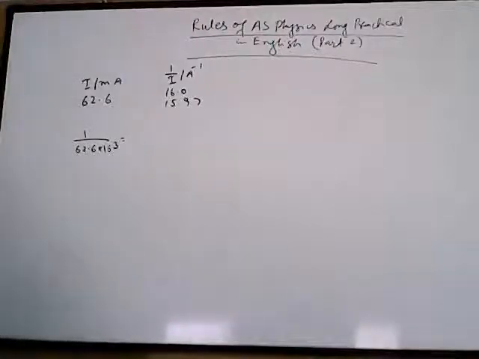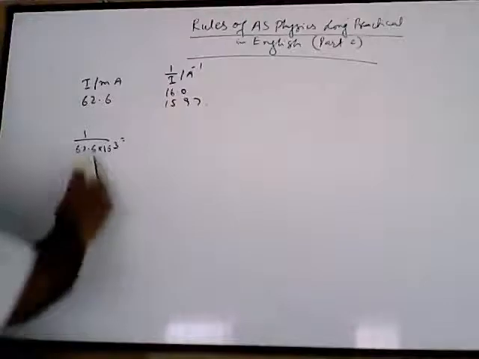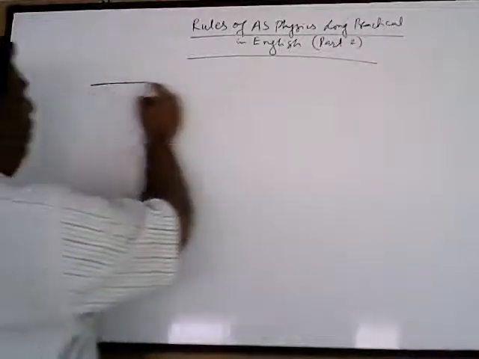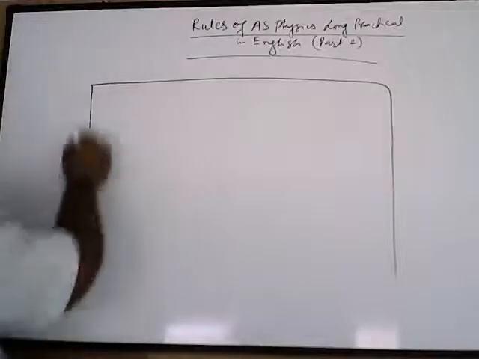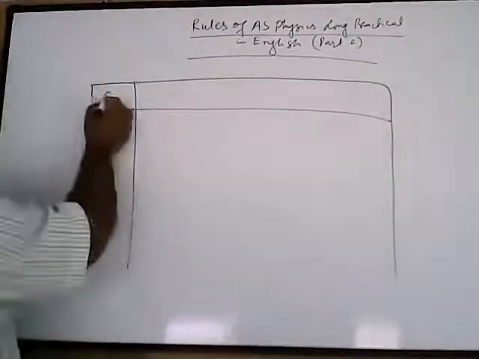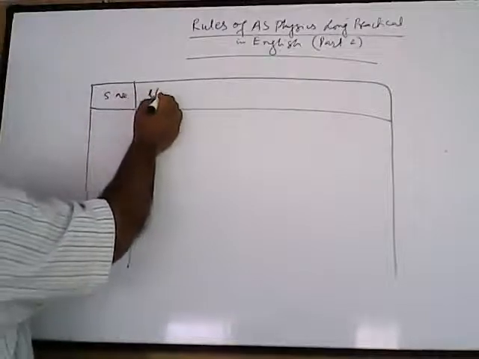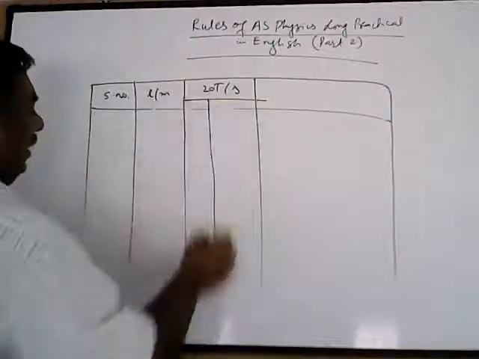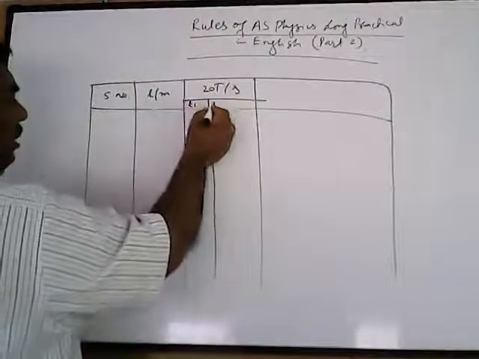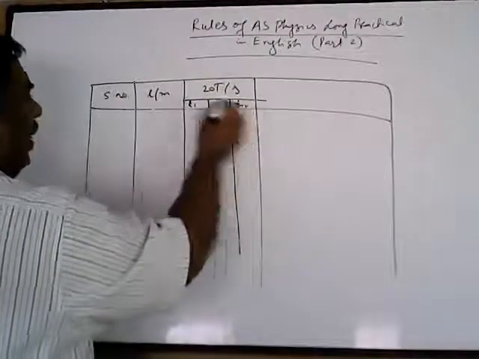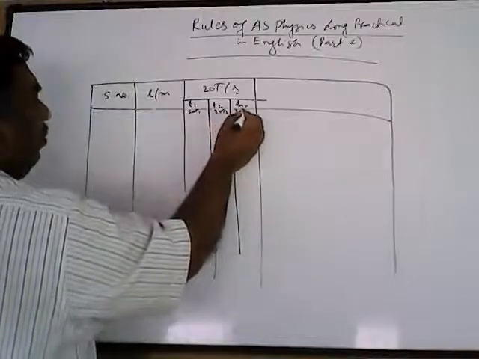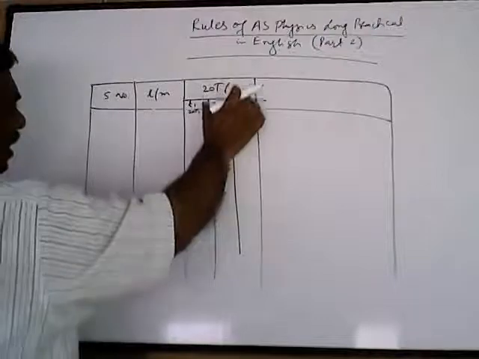Now suppose in the previous case, I was to include the units, how will the units look? I will advise you always take the SI unit, not the prefixes, unless it is asked of you. So suppose for the first serial number, I take L in meters, 20T in seconds. Then no need to write units here for T1, T2, T average. If you wish, you can write 20T1, 20T2 and 20T average, but no units are required because these are the sub-columns of this one.